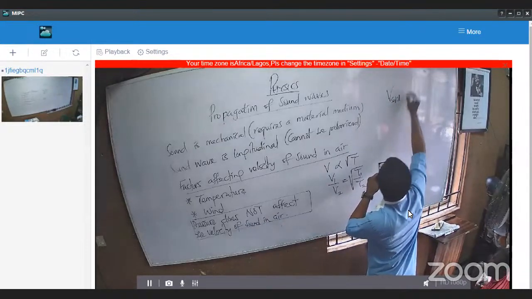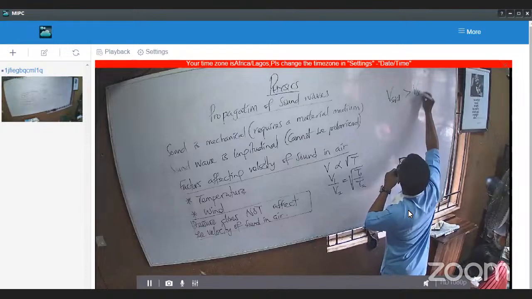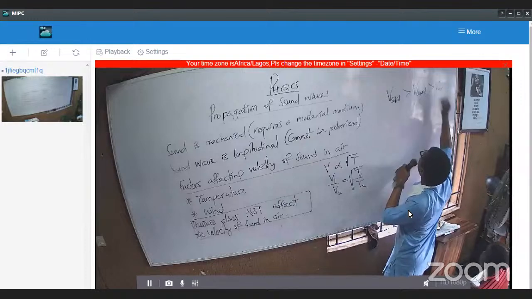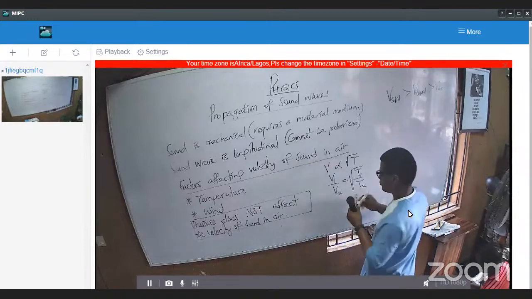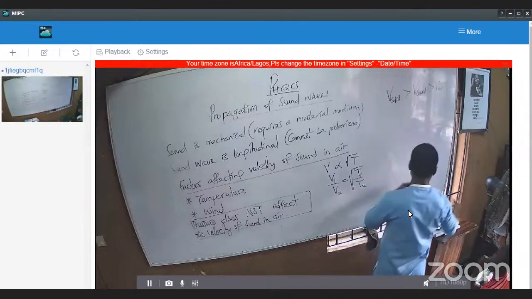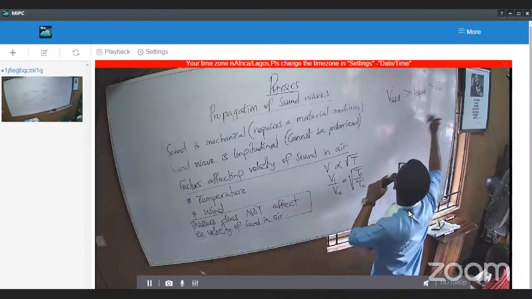in solid is greater than velocity of sound in liquid. That means sound travels fastest in solid and it travels slowest in air.